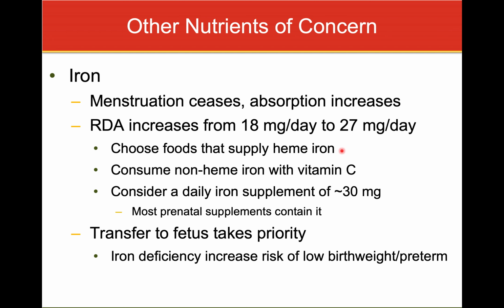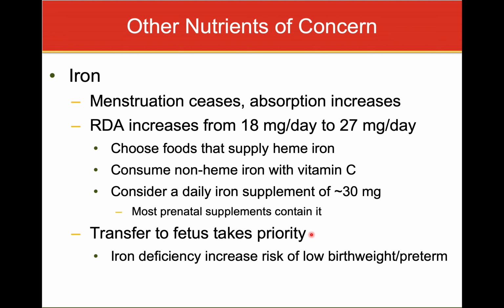In order to achieve this, you want to choose foods that supply heme iron, right? The iron from animal products that is well absorbed. If you're getting most of your iron from non-heme, then you want to consume it with vitamin C to enhance absorption. And finally, you want to consider a daily iron supplement of about 30 milligrams, and most prenatal supplements will contain this.